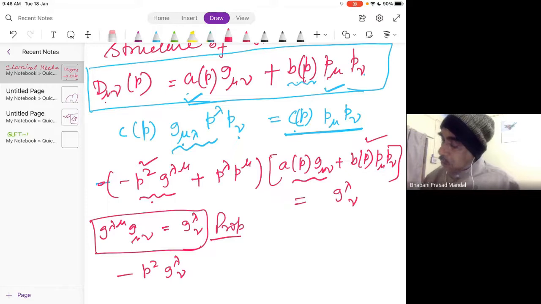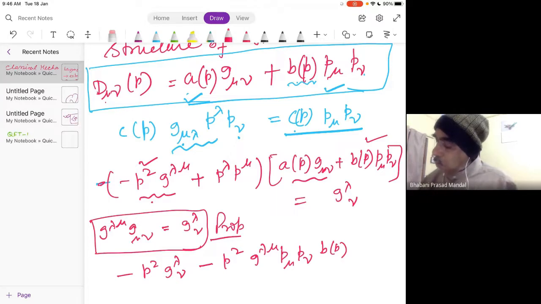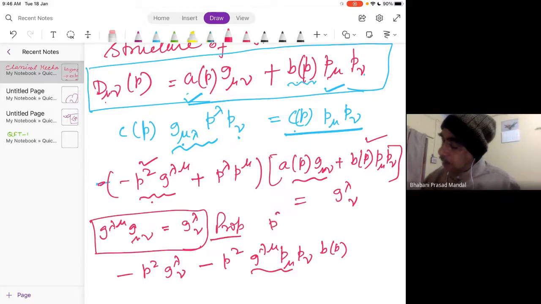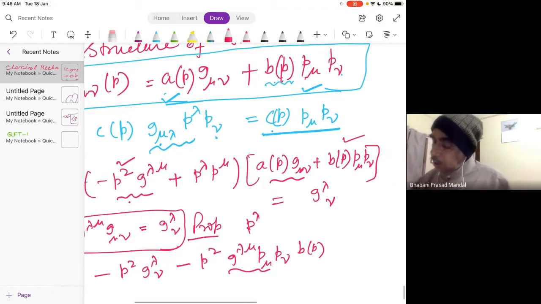Now this term and this term. So what will happen? Minus p square, then g lambda mu, p mu p nu, and b, right? This term. But for p mu and p nu, p will be raised. So this term you can write as a p lambda term. This is the raising formula, right? Mu is contracted, so p lambda. Okay, now this term is over. Now this term and this term.